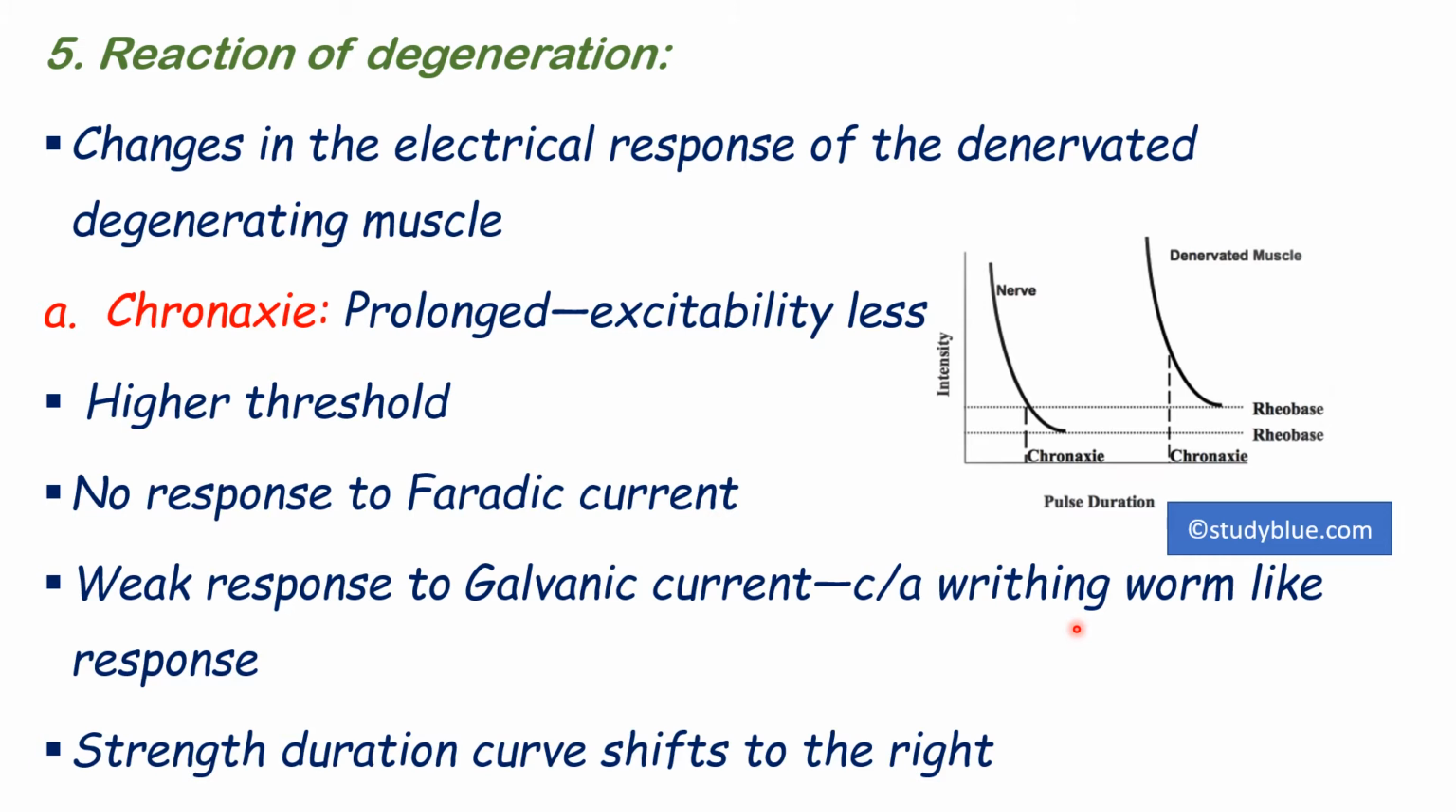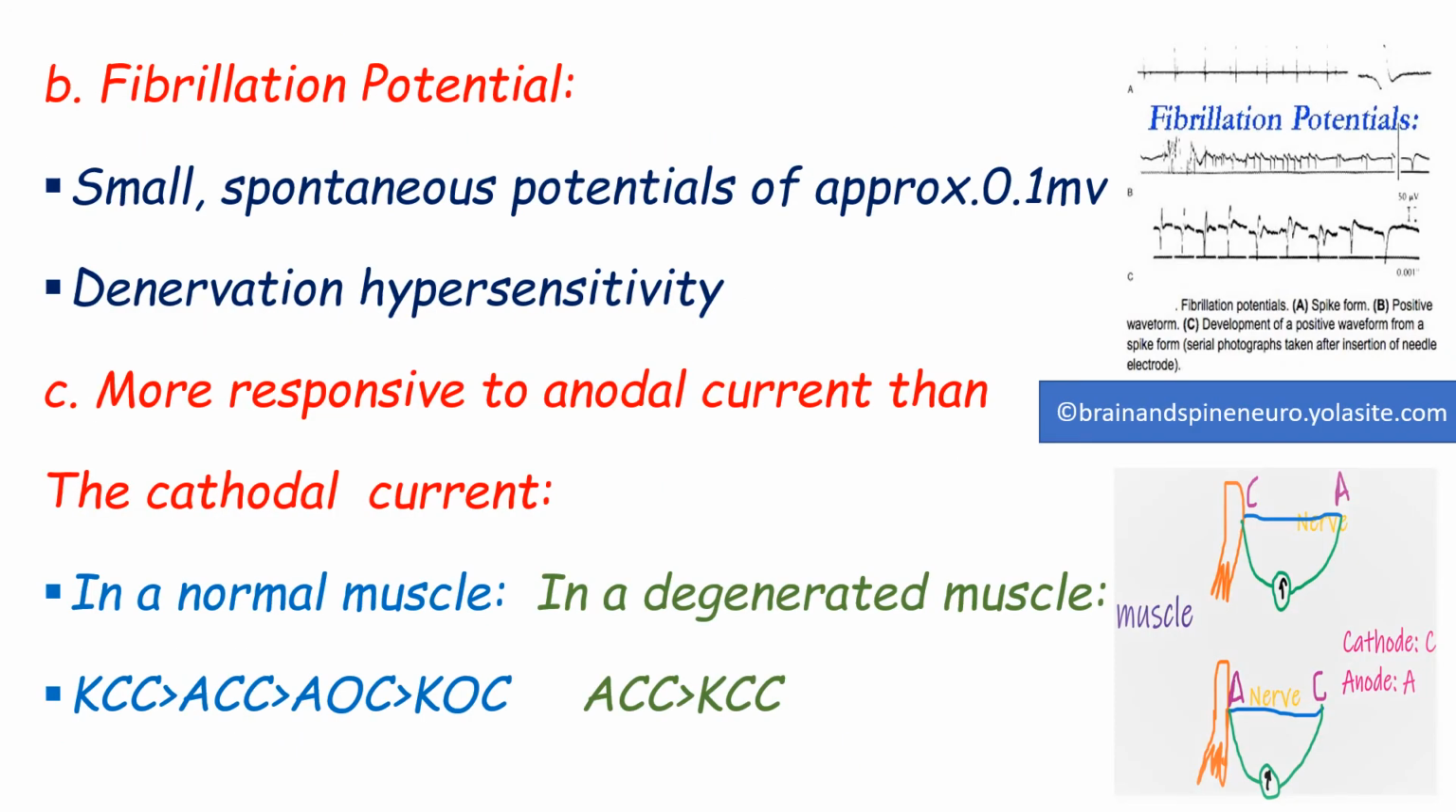The same sort of response is seen, and another feature is that this strength duration curve shifts to the right. This is of normal nerve, and let us take an example. This is a denervated muscle. Here it shifts to the right. So chronaxie is prolonged, excitability is less, normal might be here, and this is very important. What are the other components of this reaction of degeneration? We will be discussing this.